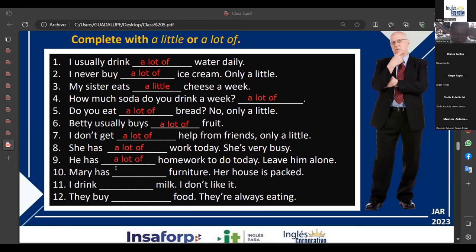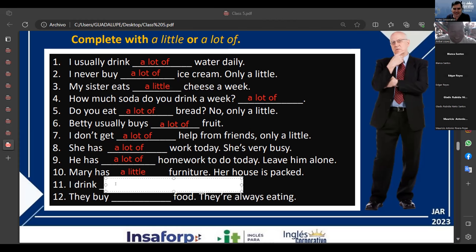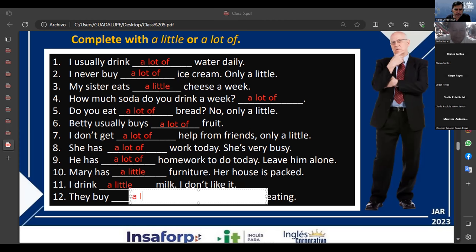Mary has a little. I drink milk. A little coffee. A little. They buy food? A lot of it. Okay. Excellent. Finish. Let's go to the main group. Okay.